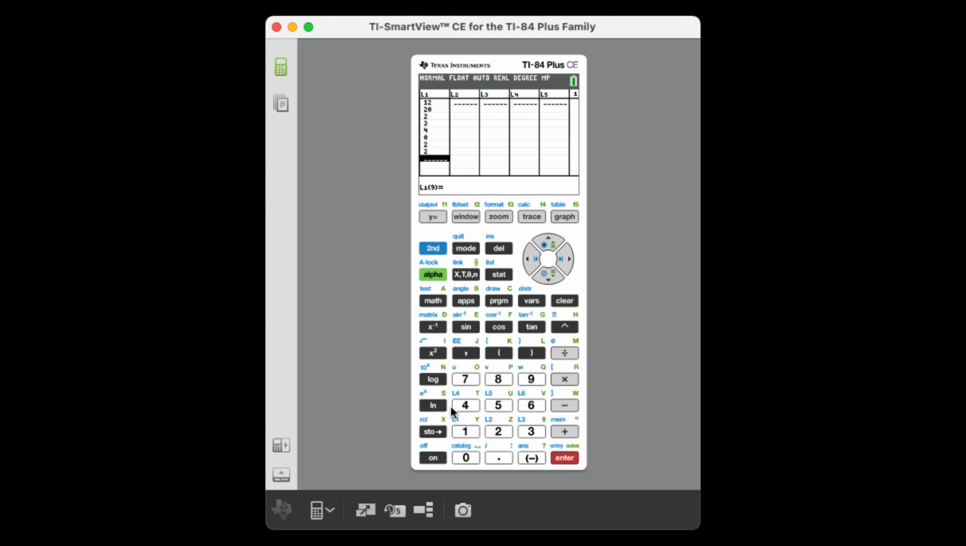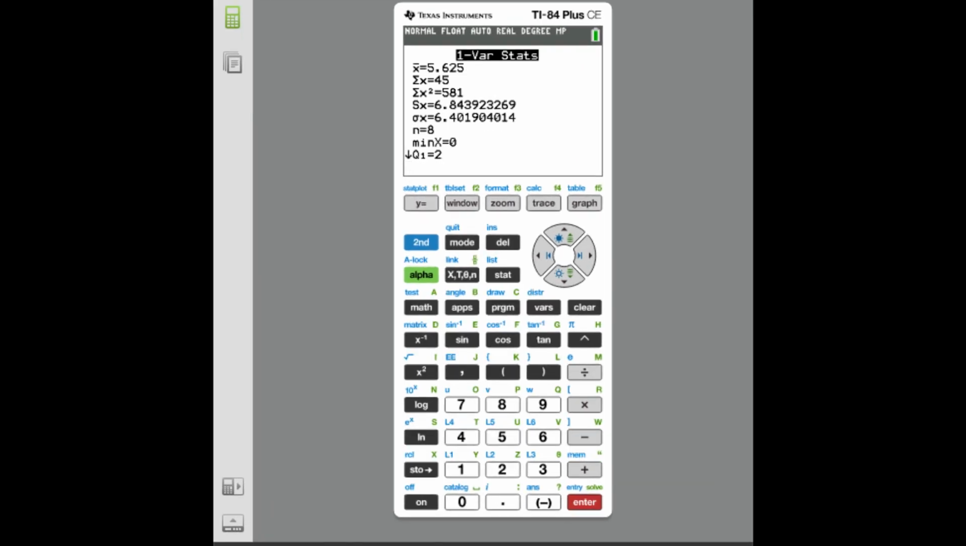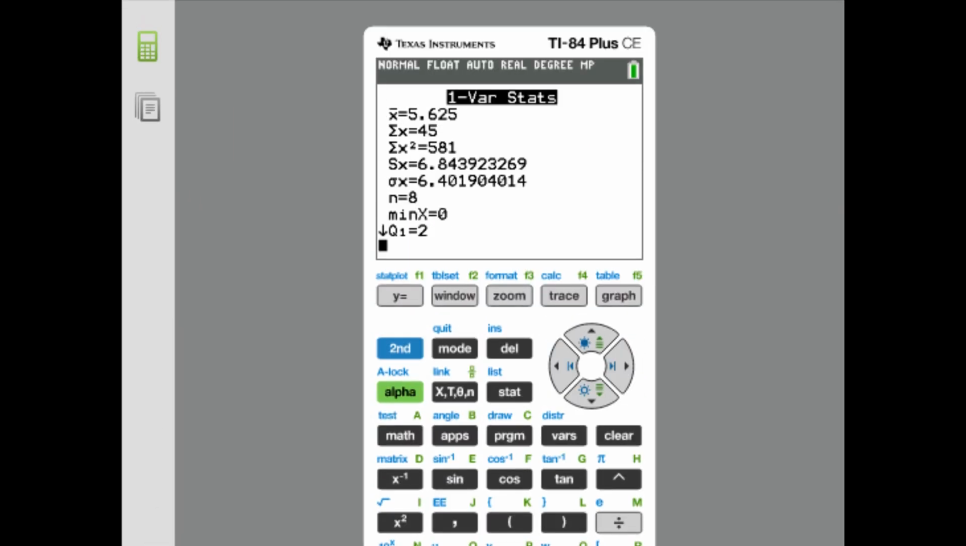And then what happens after you enter? You go to stat and what? Calculate one variable stats. This is list 1. Okay? So double check. Can you guys see any important information that you need?